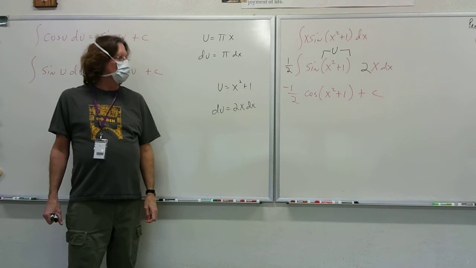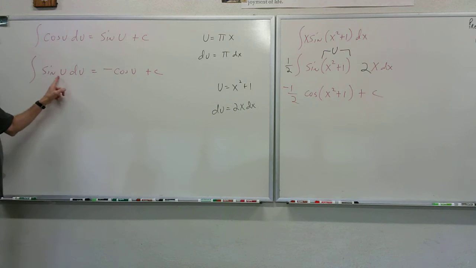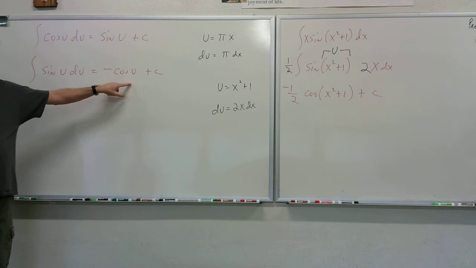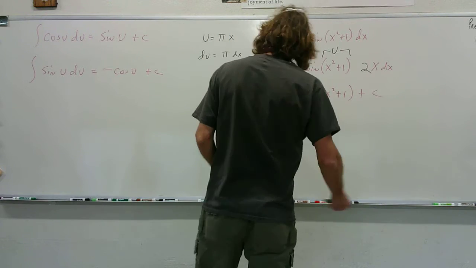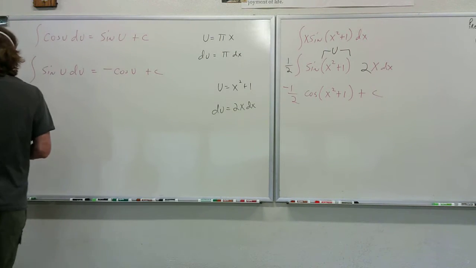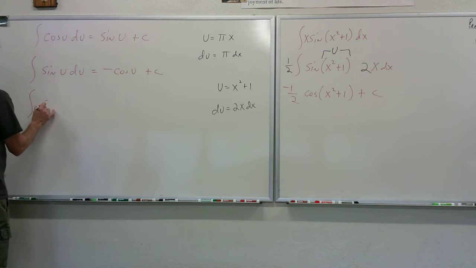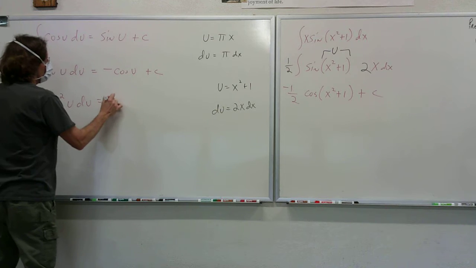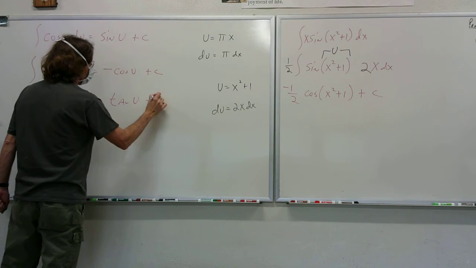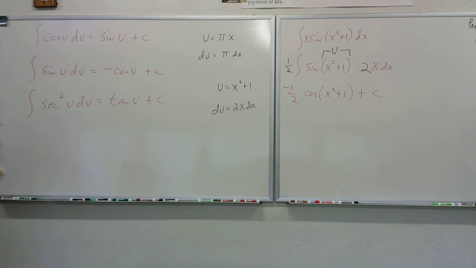What's the negative? Because the integral of sine u du is negative cosine u. Yeah. Man, to learn it. Rules. Okay. If you integrate secant squared u du, you get tangent u plus c. Because the derivative of tangent u is what? Secant squared u du. So far, so good.